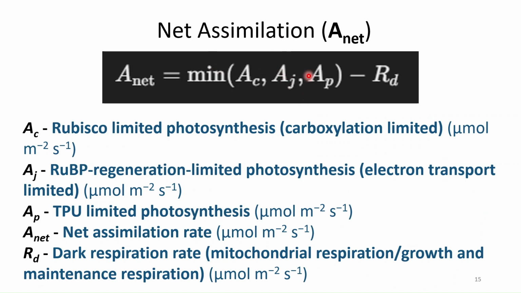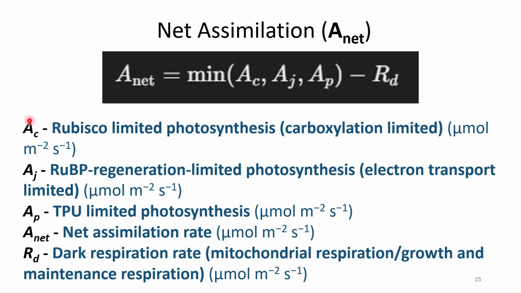So this is the main equation of the FvCB model. The FvCB model's main equation is that A net will be whichever is the minimum of these three processes: the carboxylation limited, the RuBP regeneration limited, or the triose phosphate utilization limited photosynthetic rate. Whichever is the least of these three limited photosynthetic rates is taken, and the dark respiration, or growth and maintenance respiration, is subtracted from it. Whatever carbon dioxide assimilation you get will be the net carbon dioxide assimilation produced at that particular point, leaf or time period.